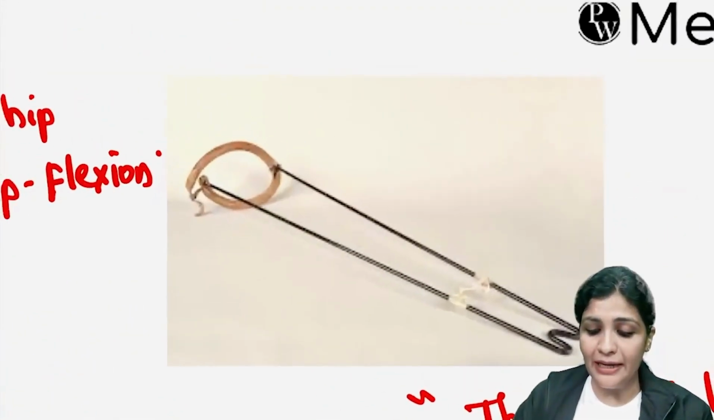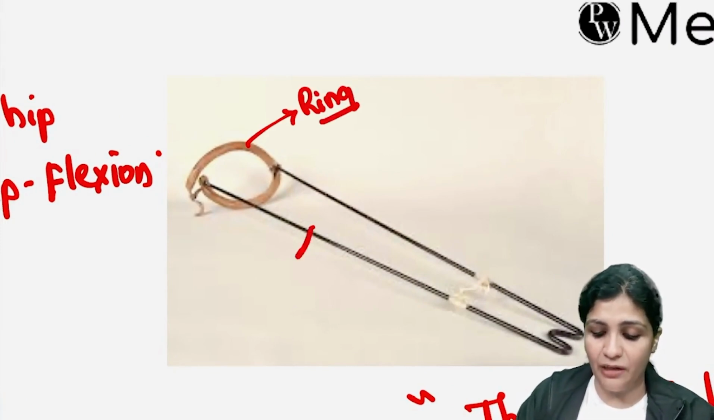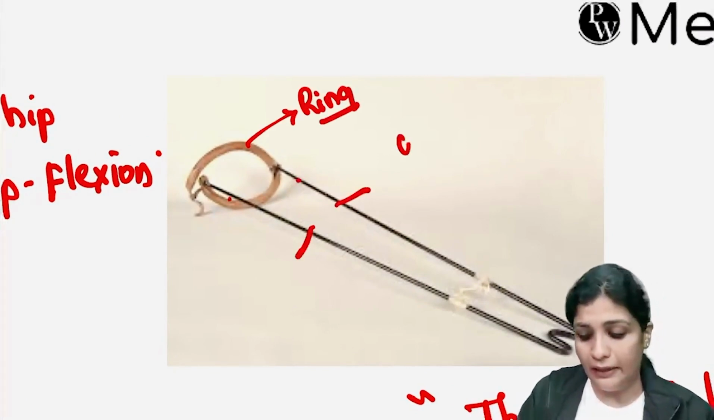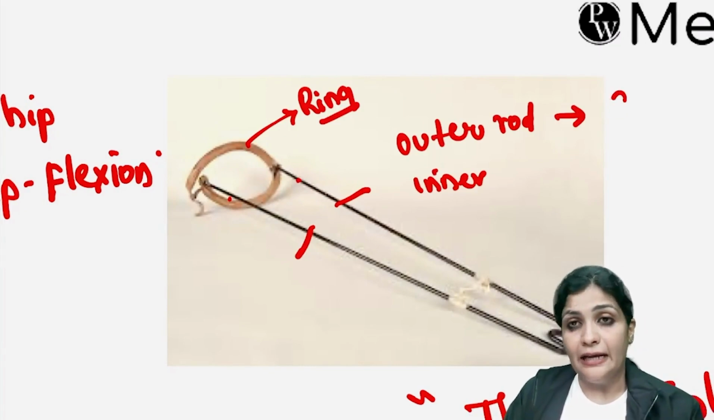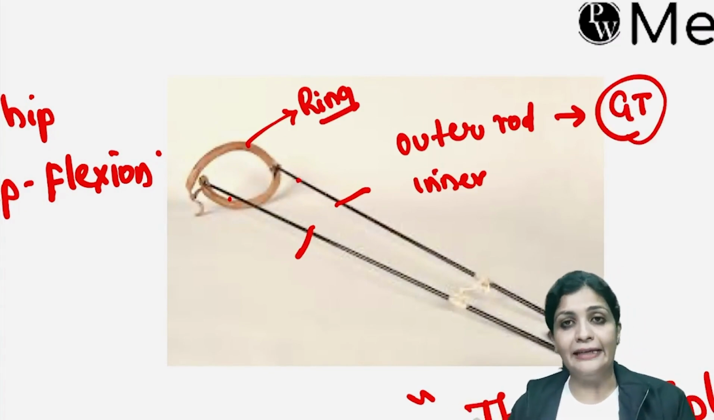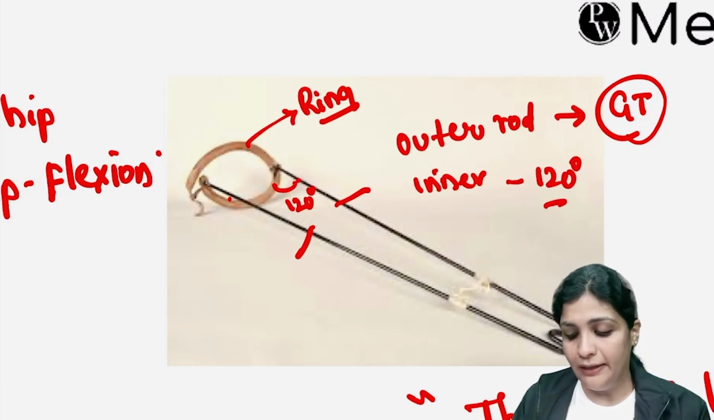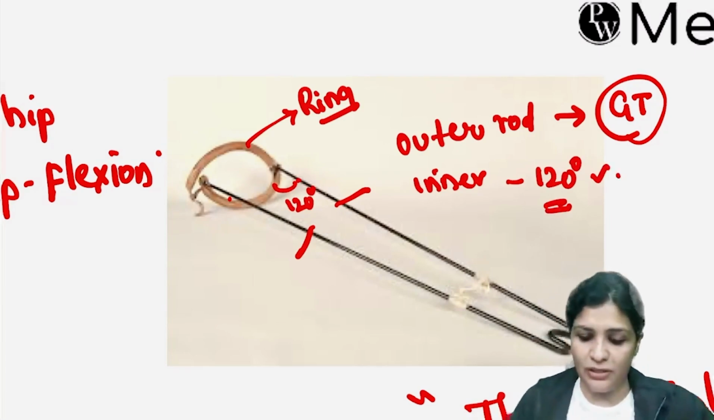What you have to remember is this is a ring-like structure, and there are two rods. This is called the outer rod and this is called the inner rod. So how do I identify the outer rod and the inner rod? The outer rod has a small elevation-like thing to accommodate the greater trochanter, right? And this inner rod will make an angle of 120 degrees with the ring. So this is the angle.